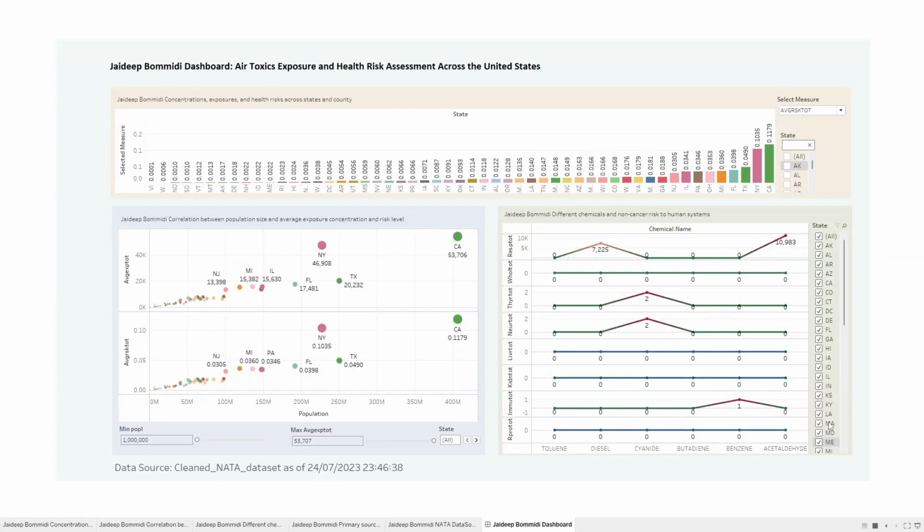Hi all, I'm Jaideep Bommidi and I'm here to present my final project on toxic exposure and health risk assessment across the United States for the course ADTA 5250. I'm using Tableau, and I've created a dashboard with different visualizations using parameters and different calculation fields to create a proper presentation.